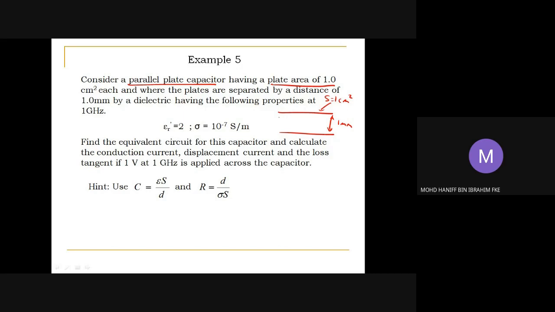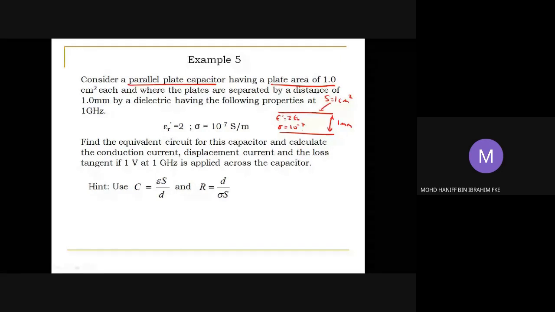The dielectric in between the plates has these properties: relative permittivity equals 2, so the real value of permittivity equals 2 epsilon naught. And sigma, the conductivity, is equal to 10 to the power of -7. Based on this, we know that this dielectric is a lossy dielectric, because we have a value of conductivity. So when we have a dielectric with a conductivity value, it is a lossy dielectric.